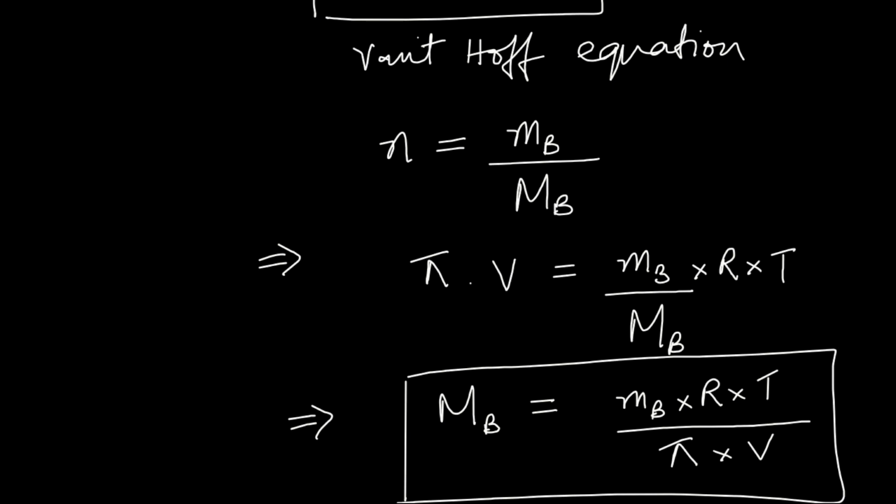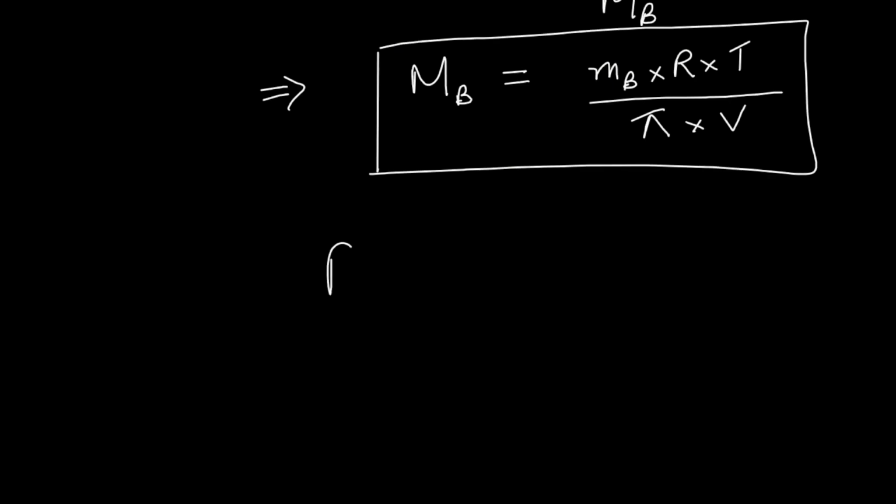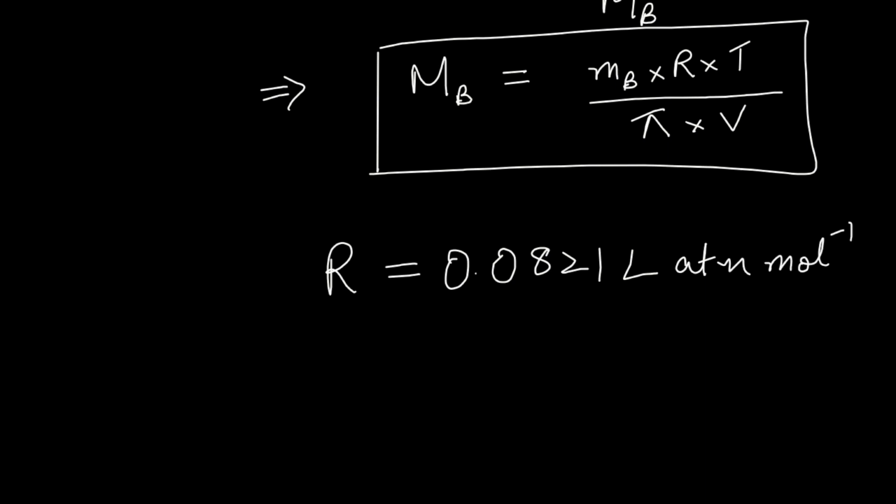The value of R is taken as 0.0821 liter atmospheres per kelvin per mole, and here pi is expressed in atmospheres and T is expressed in degrees Kelvin. This method for determination of molecular masses is used for the determination of masses of proteins, polymers, and other macromolecules.